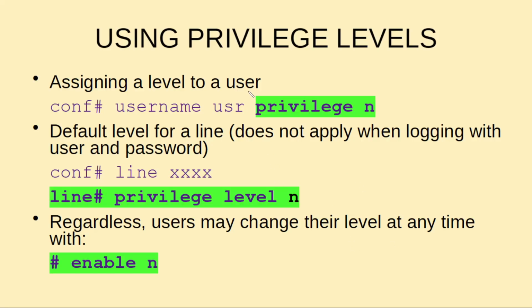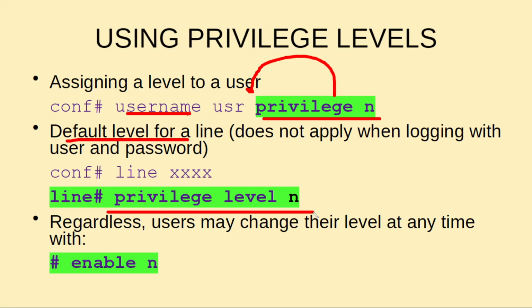After setting up privilege levels, we can start using them, assigning a privilege level to a user with the command username, or defining a default privilege level for a line with this command. So all users logging into that line will get assigned this privilege level, unless these users are logging with a username and a password. In that case, this configuration overrides this one. And users may jump between levels using the command enable and the level number.